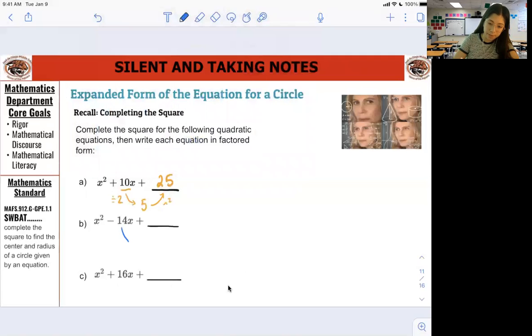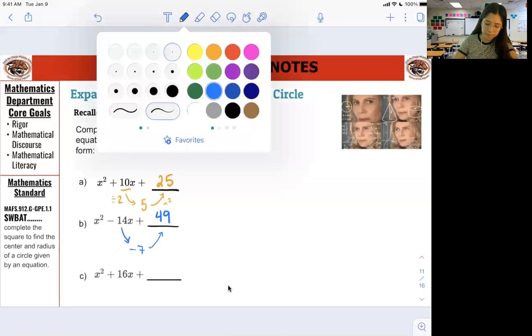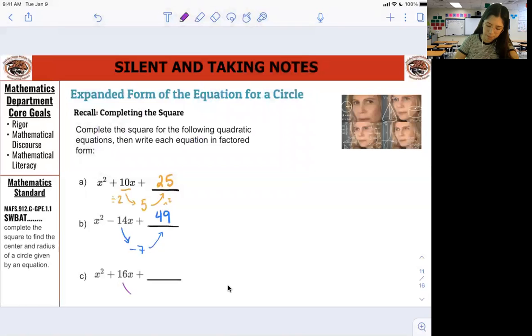So for negative 14 divided by 2, I get negative 7. Negative 7 squared, I get 49. And for the last one, 16 divided by 2, I get 8. 8 to the power of 2, I get 64. Good. Now, once you do that, you can now factor it.